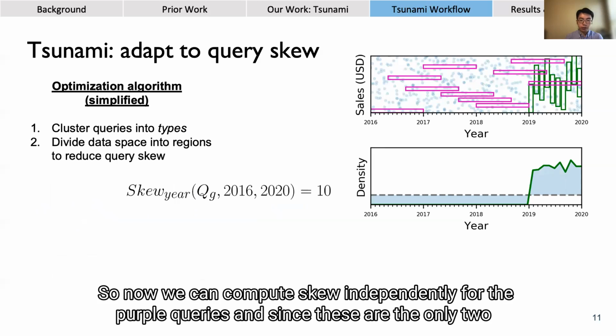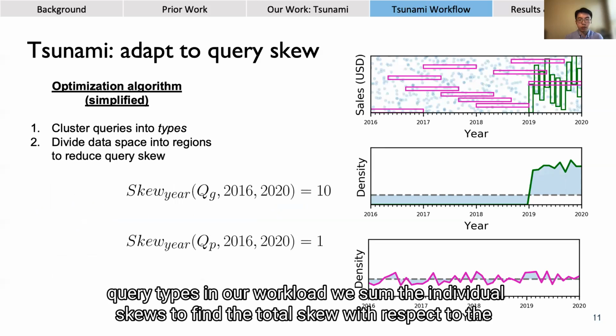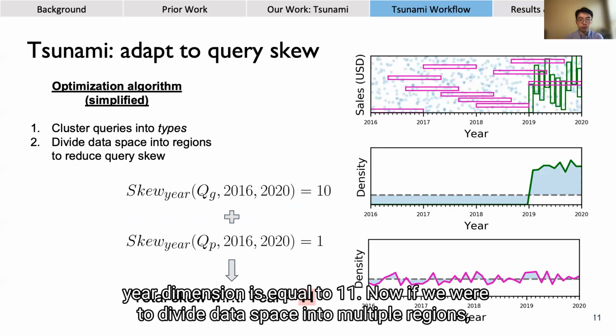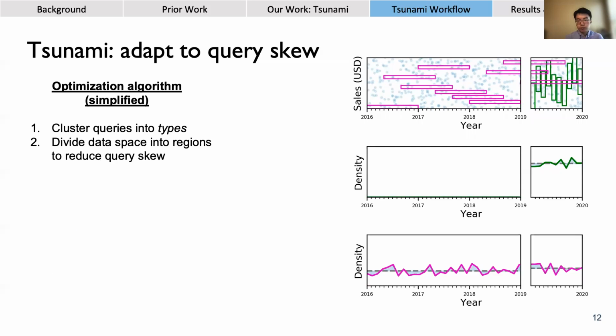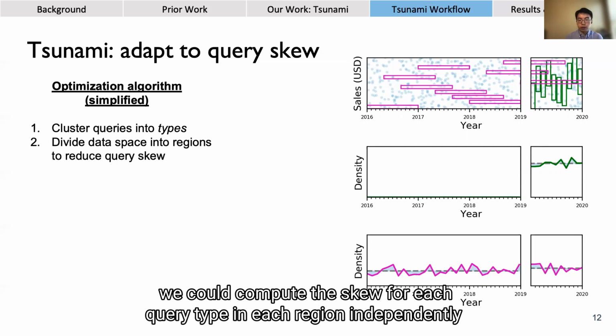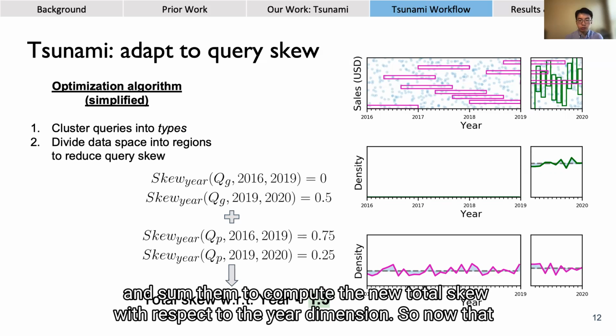So now we can compute skew independently for the purple queries. And since these are the only two query types in our workload, we sum the individual skews to find the total skew with respect to the year dimension is equal to 11. Now, if we were to divide data space into multiple regions, we could compute the skew for each query type in each region independently and sum them to compute the new total skew with respect to the year dimension.